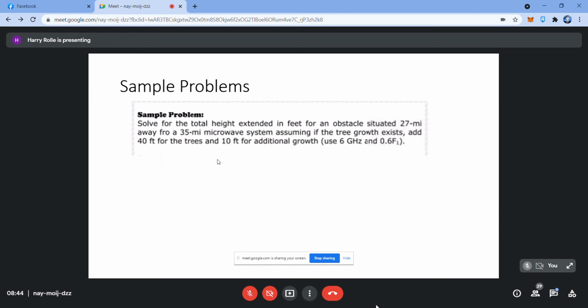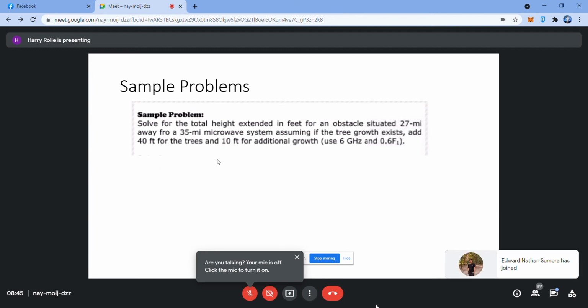So, a sample problem: solve the total height extended in feet for an obstacle situated 27 miles away from a 35-mile microwave system. Assuming a tree exists, add 40 feet for the tree and 10 feet for additional growth, using 6 gigahertz as the frequency and 60% of the Fresnel zone.